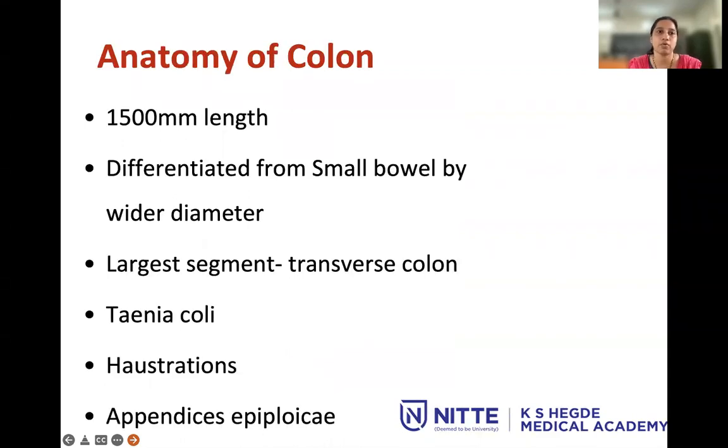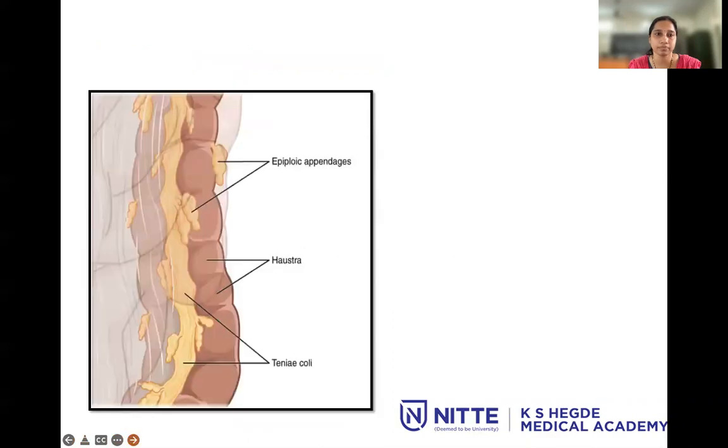Colon measures around 1.5 meters in length in adults, and it is differentiated from small bowel by wider diameter, presence of taenia coli, haustrations, and appendices epiploicae. The largest segment of large bowel is transverse colon.